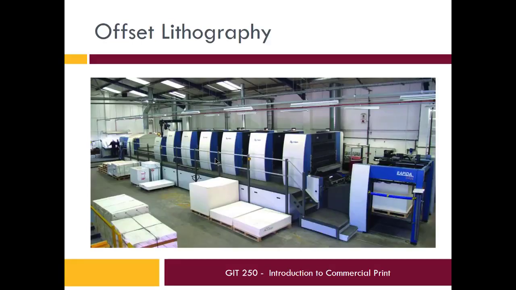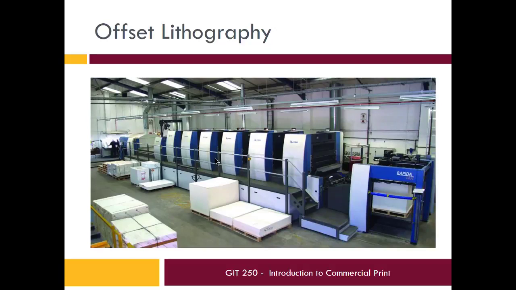Okay, so offset lithography. There are lots of different terms for this, but this is probably the most common type of printing process out there. It's often referred to as just printing. This is what a commercial printer does, is offset lithography. The picture that you're looking at is a sheet-fed offset press. We'll get into what that means a little bit more in a minute, but you can see that there are pallets of sheets of paper. So that might give you a clue.